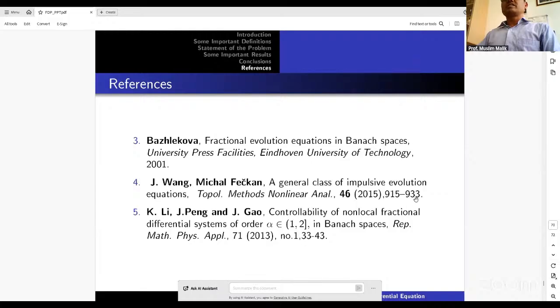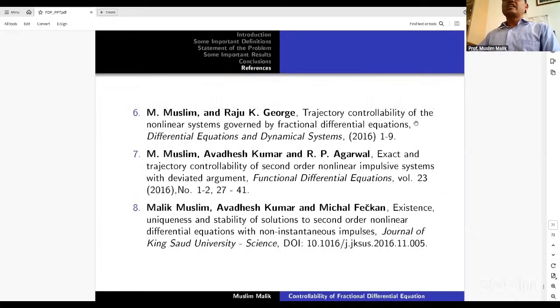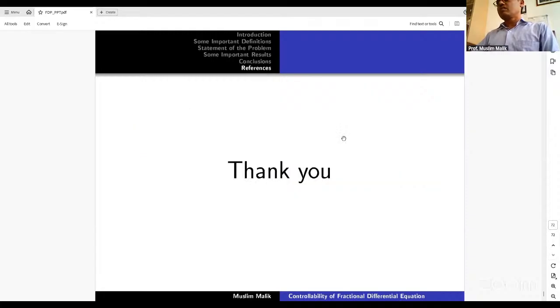So these are some important references for this second order controllability problem. The fifth and third are important for finding the cosine family and sine family, related theory. And this result you can find in my papers, in these three papers. Here trajectory controllability means we achieve the target along some trajectory. Okay, so thank you.